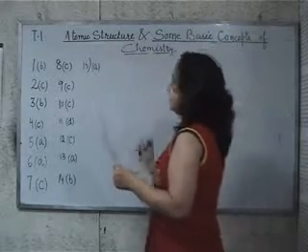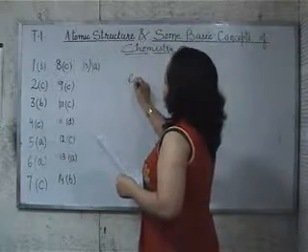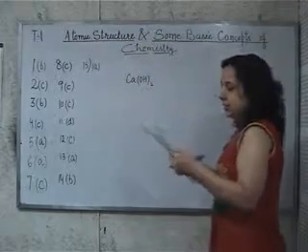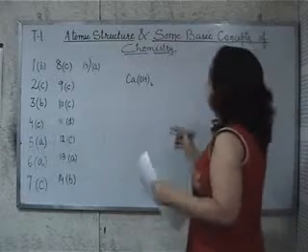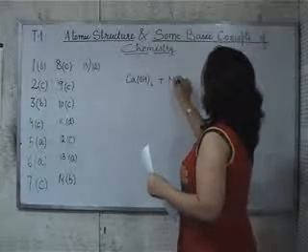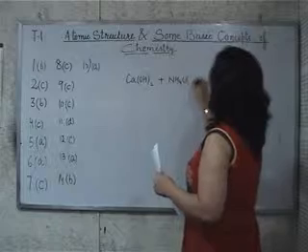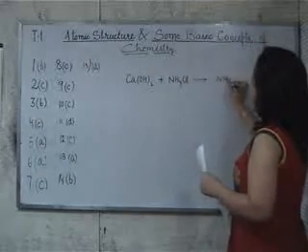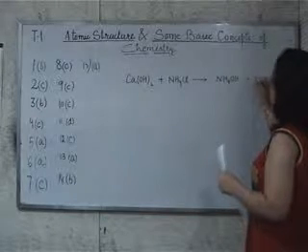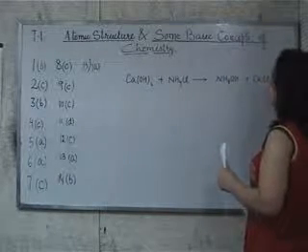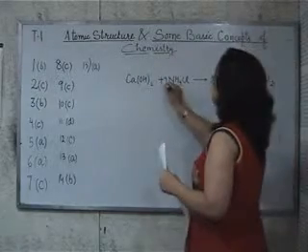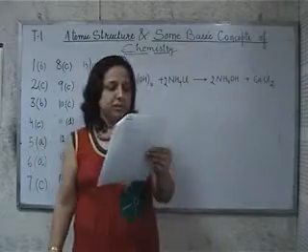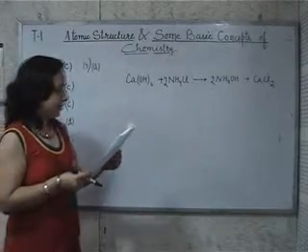It is given that slaked lime is calcium hydroxide. This is slaked lime. It is reacting with ammonium chloride, NH4Cl. These two are reacting. We are going to get ammonium hydroxide plus calcium chloride. A reaction must be balanced before solving a numerical of stoichiometry, so we have balanced the reaction.